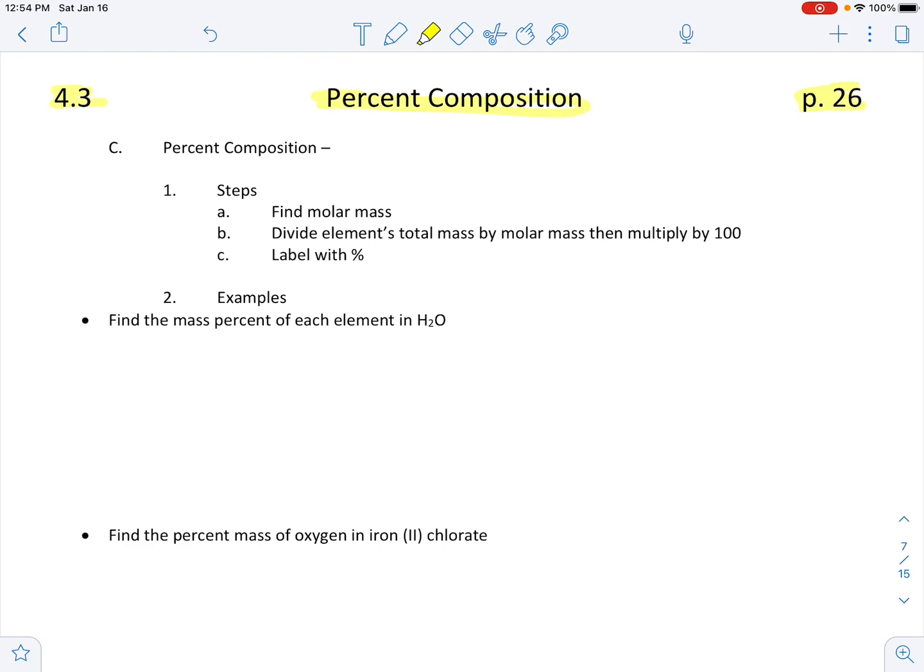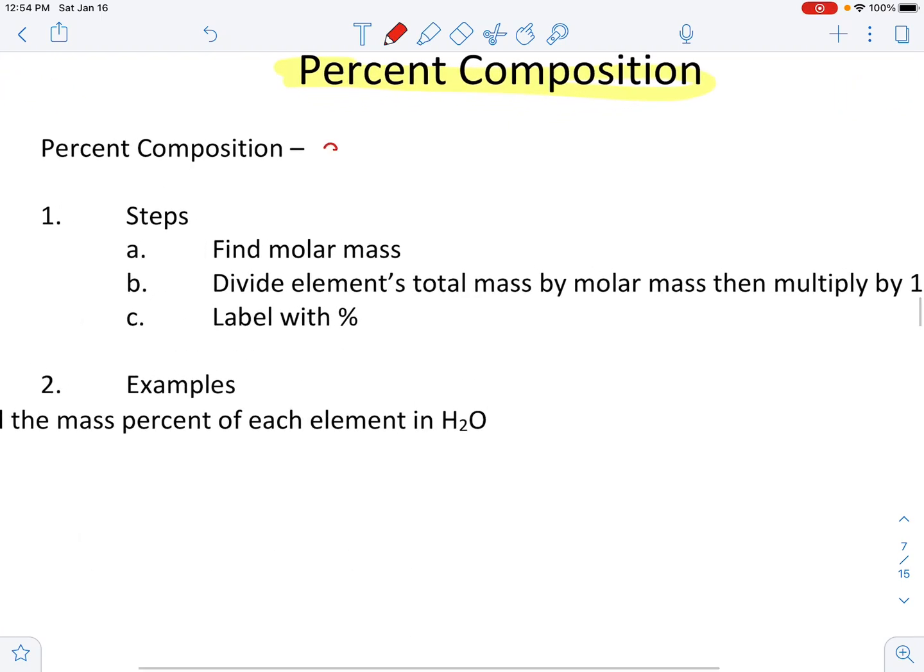All right. So percent composition tells us the amount of an element in a substance. And a lot of times this is helpful for us when we've figured out how much is in a substance. We can kind of work backwards and find the formula for it.